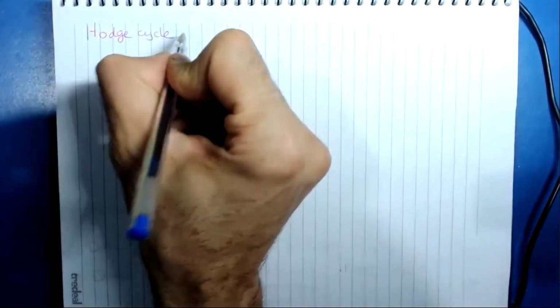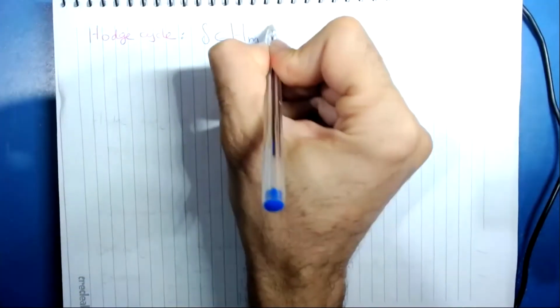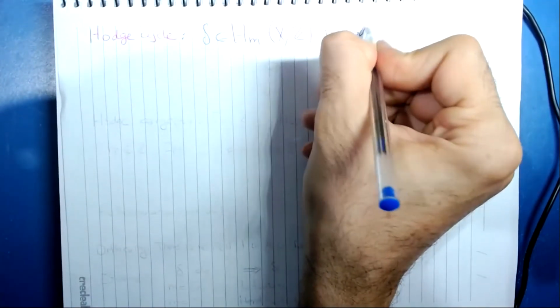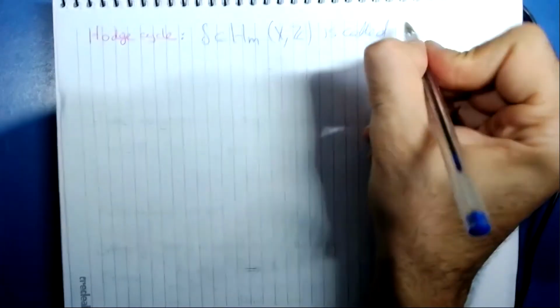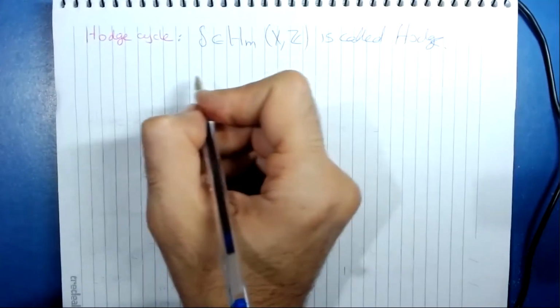Okay, so finally we reach the definition of a Hodge cycle. So delta in the homology group H_m(X, Z) is called Hodge if... what happens?